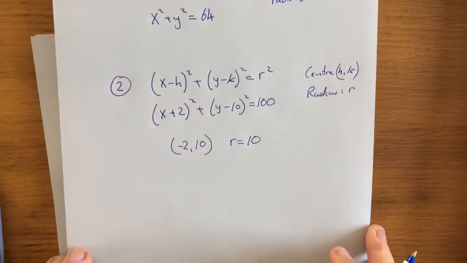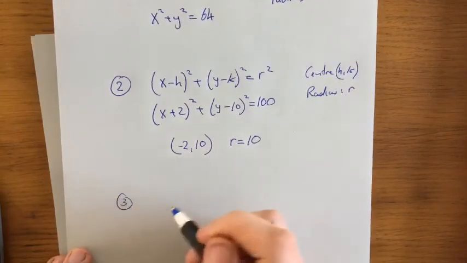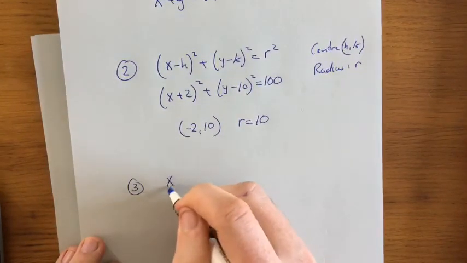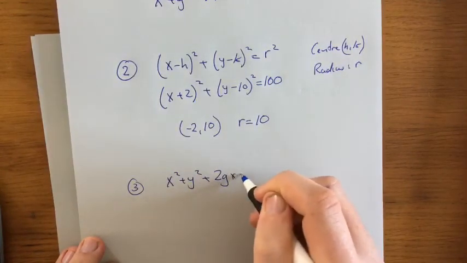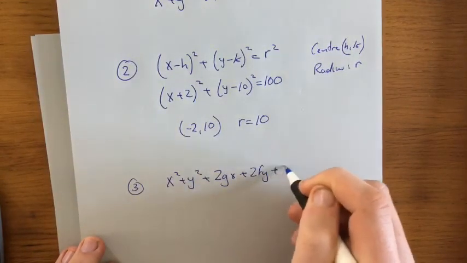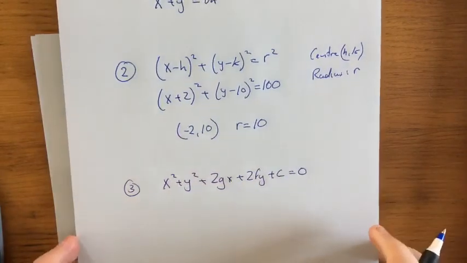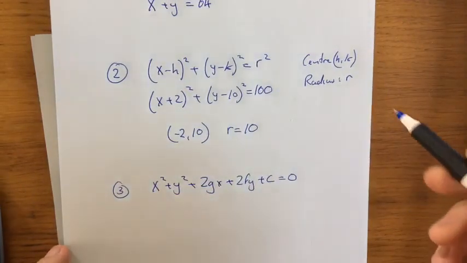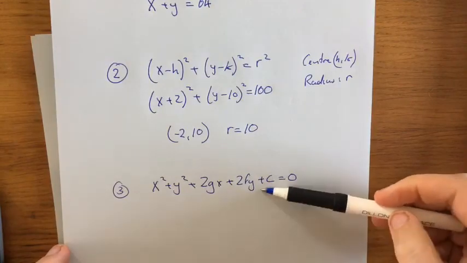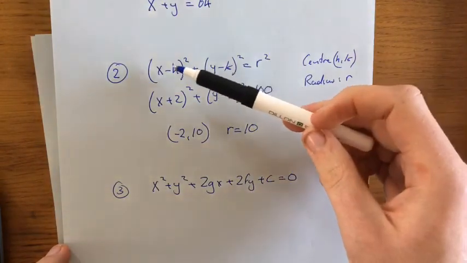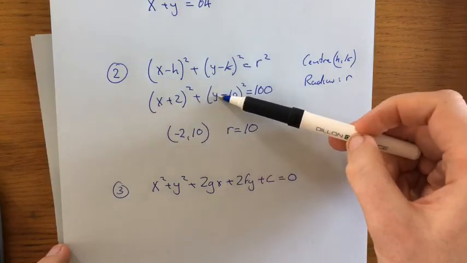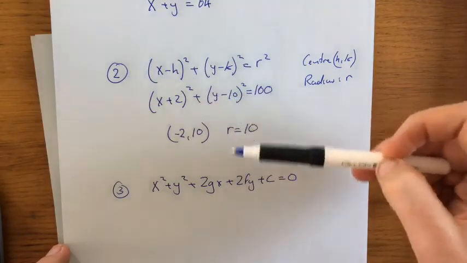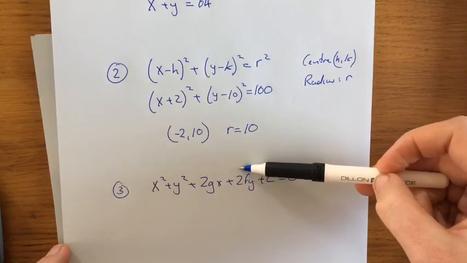Now, we do have a third equation, and that is in this format here: x squared plus y squared plus 2gx plus 2fy plus c is equal to 0. But as I just explained in this video, to get this format here, all you have to do is multiply out the brackets in that format there. And that will give you that format.